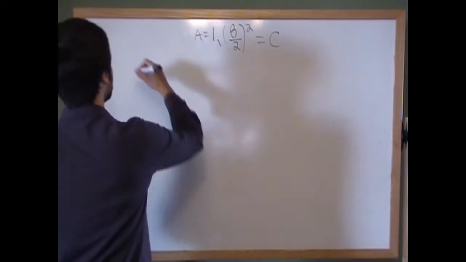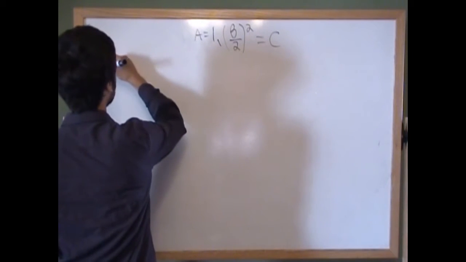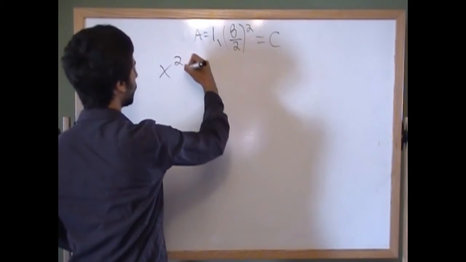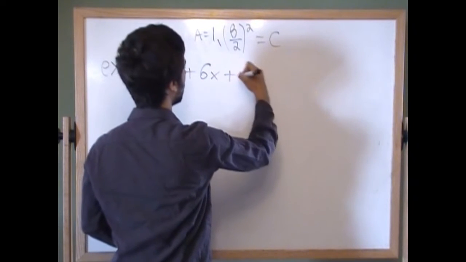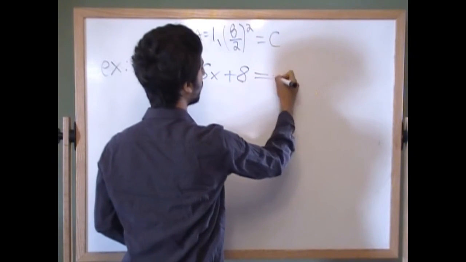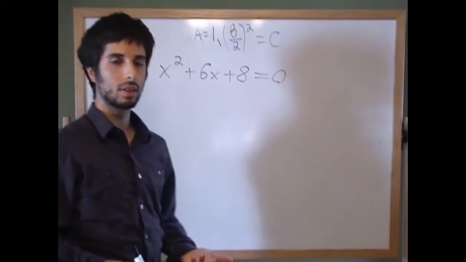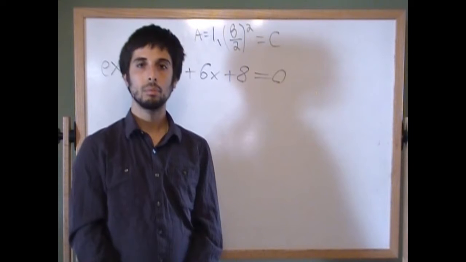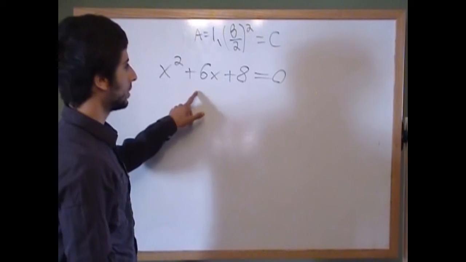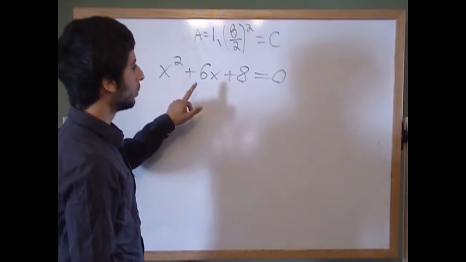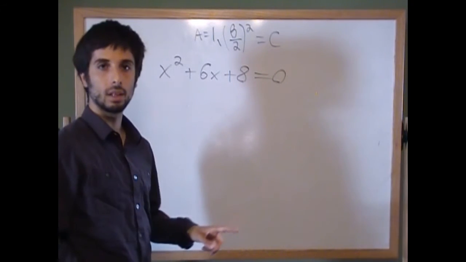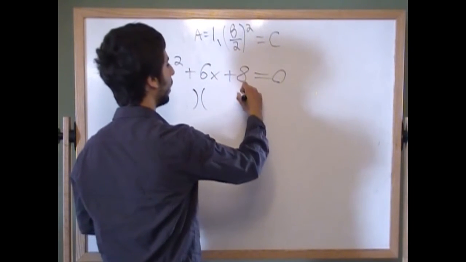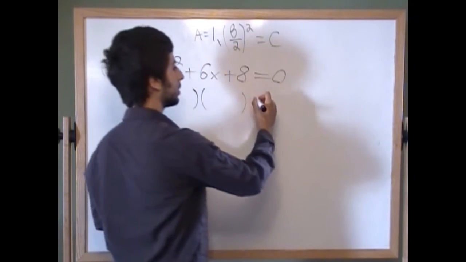Okay, so let's consider the following example. x squared plus 6x plus 8 equals 0. We would like to solve this by the method of completing the square. But before we do, we're very fortunate. This is an example that we can actually solve without the method of completing the squares. We could solve it by factoring. So we ask ourselves how to factor x squared plus 6x plus 8.